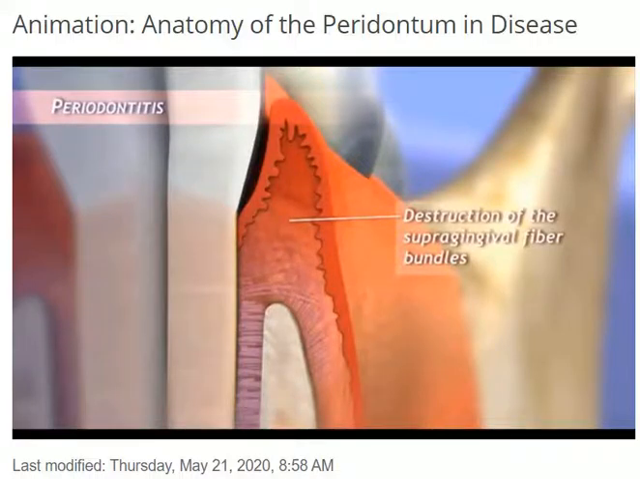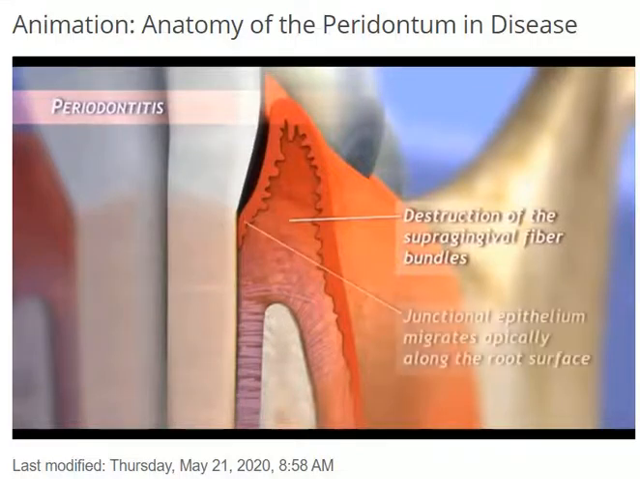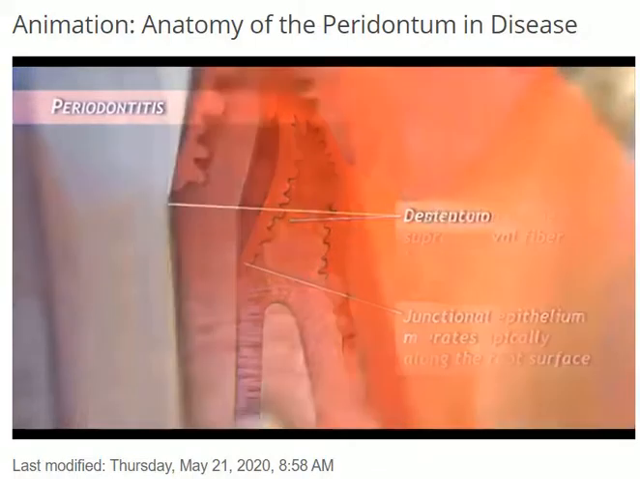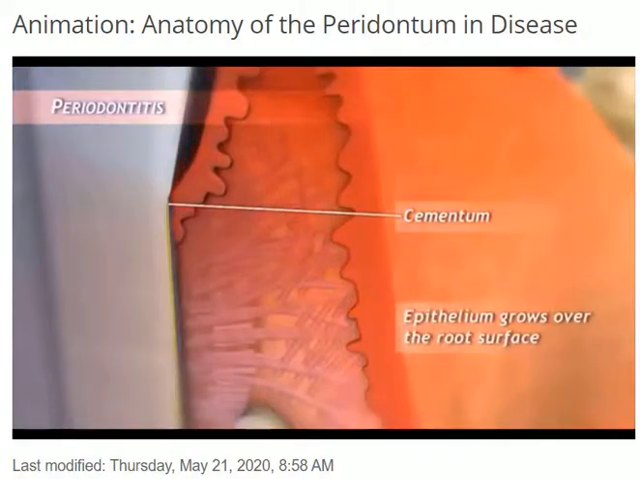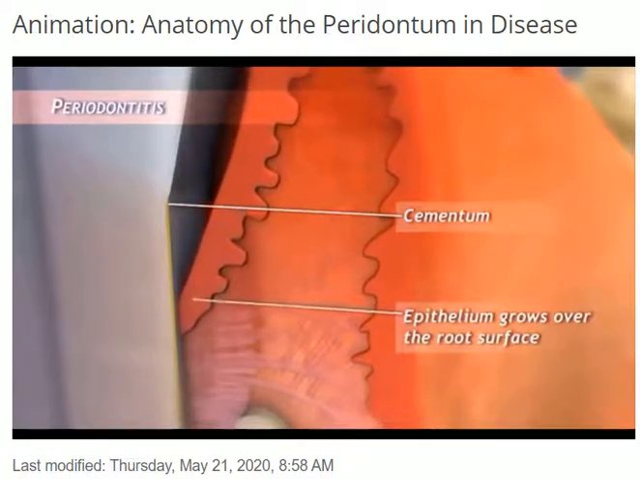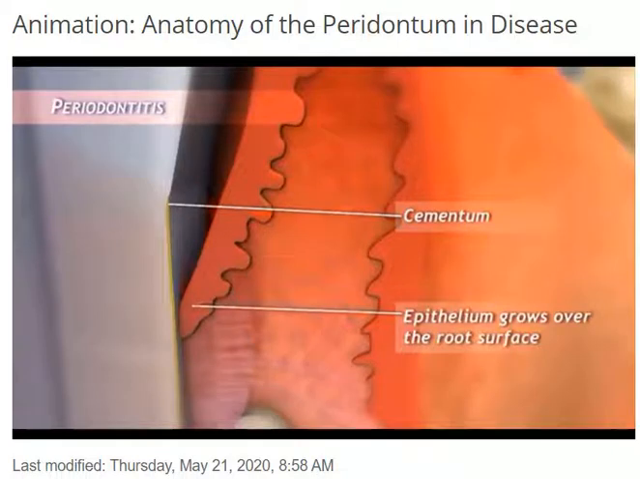The destruction of the periodontal ligament fiber bundles makes it easier for the junctional epithelium to migrate apically along the root surface. Epithelium grows over the root surface in areas where the fiber bundles have been destroyed. The loss of fiber attachment is permanent because the epithelium growing over the root surface prevents the reinsertion of the periodontal ligament fibers in the cementum.